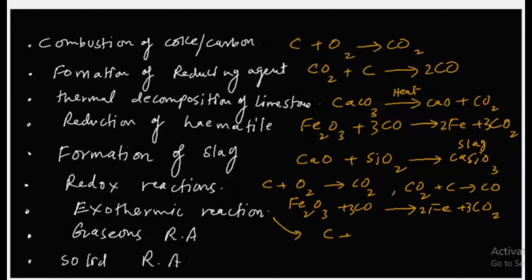The only exothermic reaction is the combustion of coke, which produces heat, and this heat is used to maintain the high temperature of the blast furnace. Now, the gaseous reducing agent is carbon monoxide, but the solid reducing agent is carbon. So this is all about the extraction of iron metal.